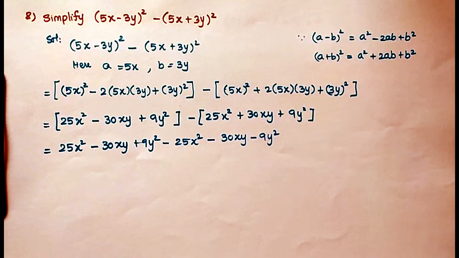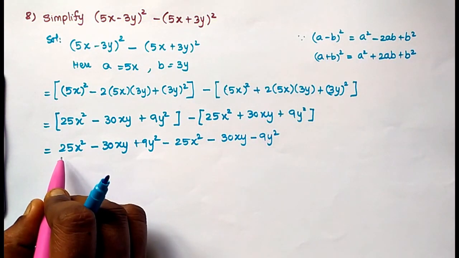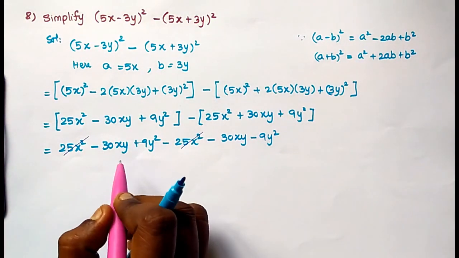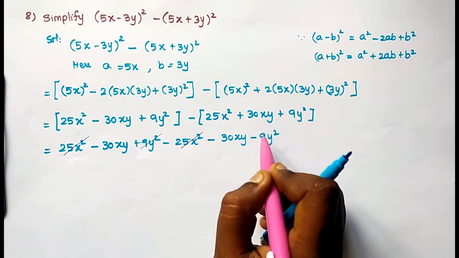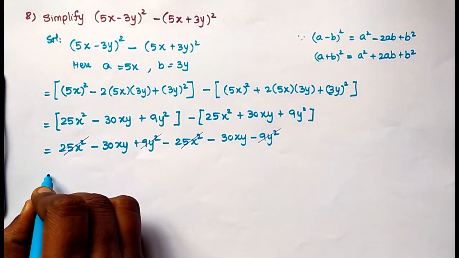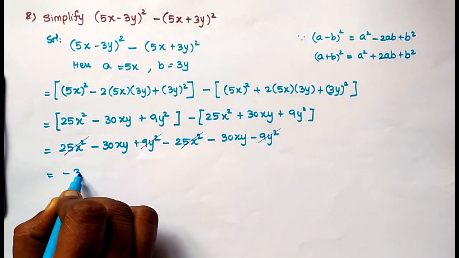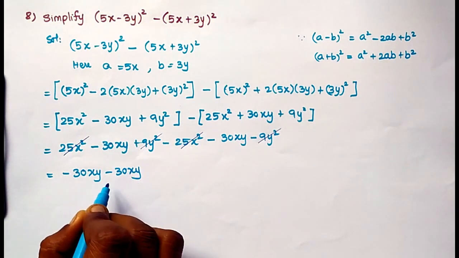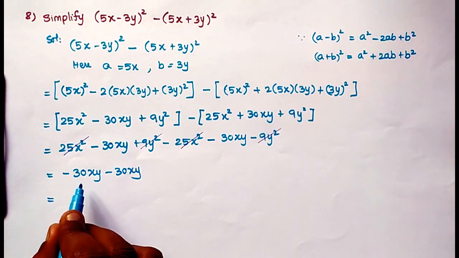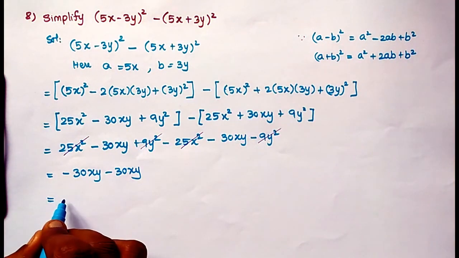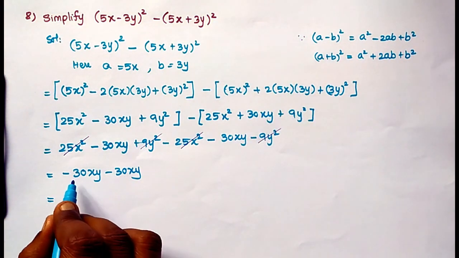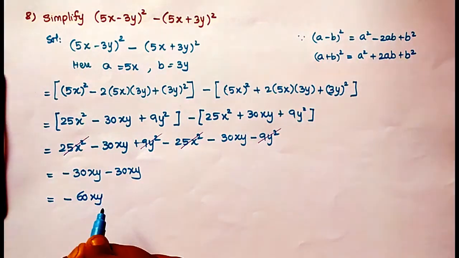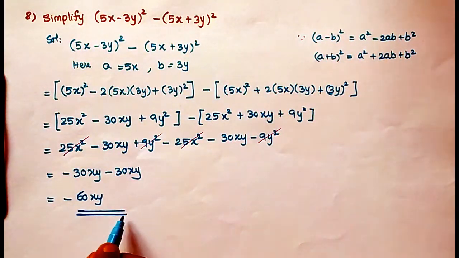Now cancellation, 25x squared minus 25x squared get cancelled, and then plus 9y squared minus 9y squared get cancelled. Now remaining values, minus 30xy minus 30xy, same sign. So we have to add these numbers with the same sign. So put the sign and add these numbers. So 30 plus 30, 60xy. That is the answer.